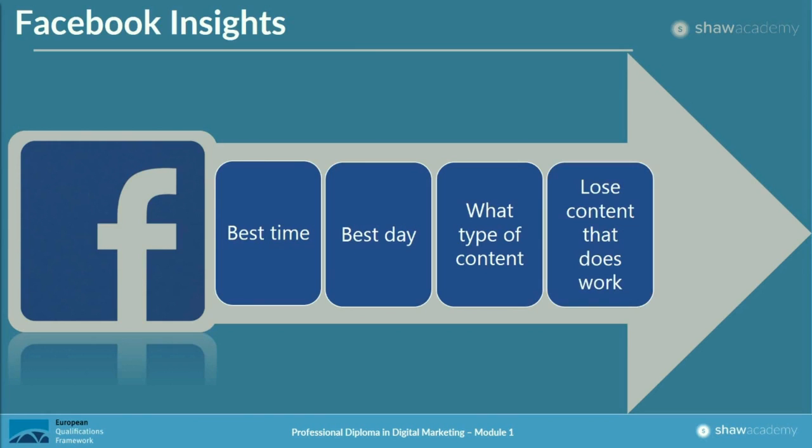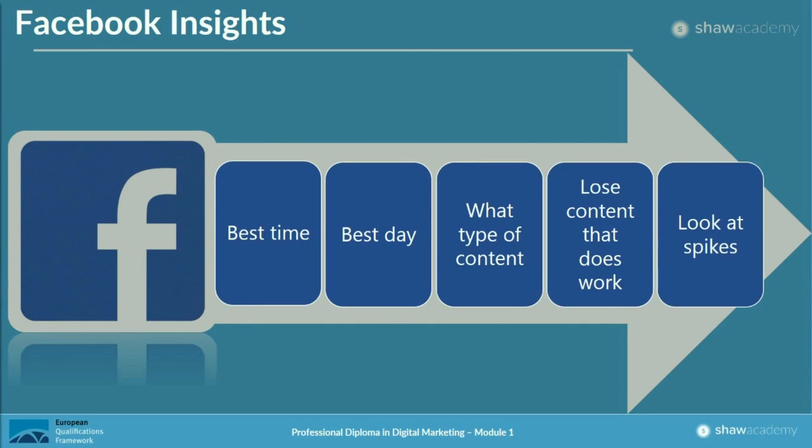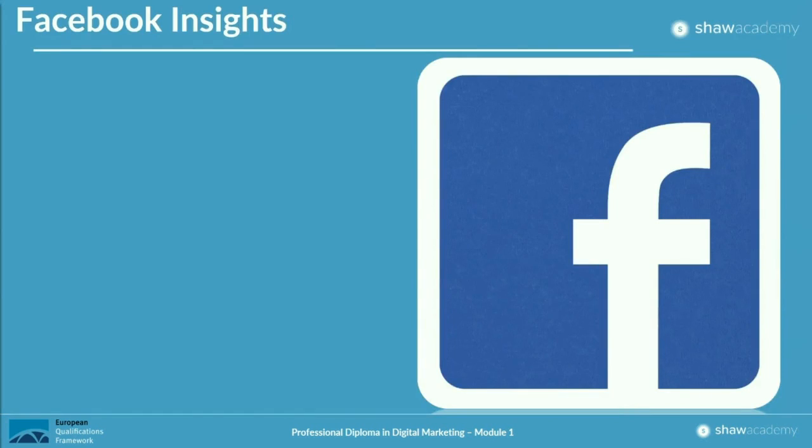All right, you can also lose content that doesn't work. If it doesn't get traction, just cut it out. Don't waste time on things that are not effective. Or, you could even then try to phrase it a different way. You can also look for spikes. So if something performs really well, or it spikes quite high, you can see exactly what it is, when it was, all of that stuff, and then start to replicate it again in the future, right?